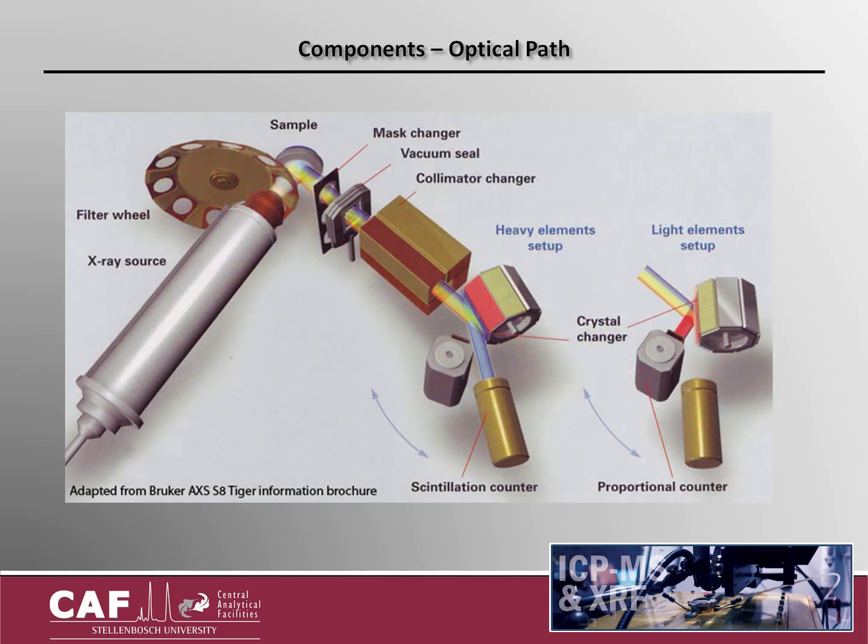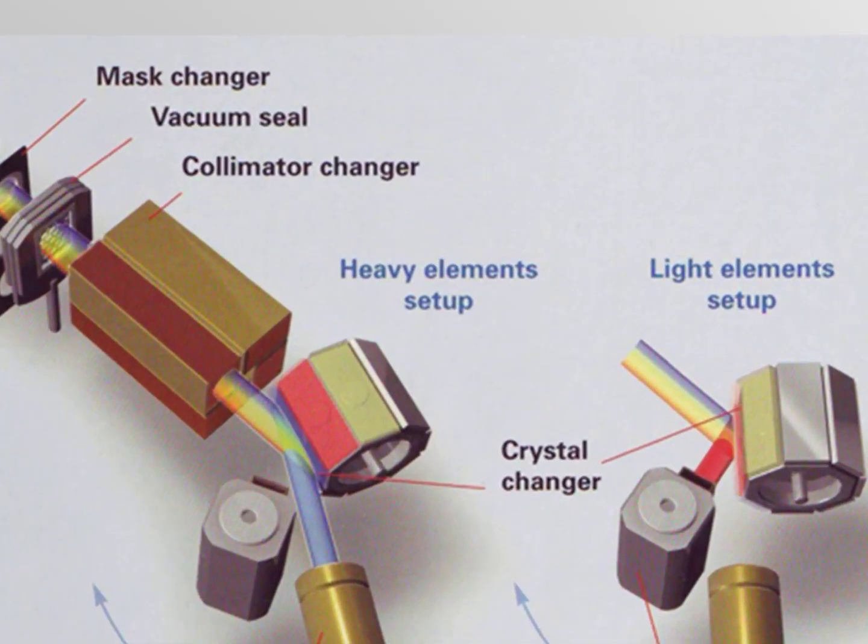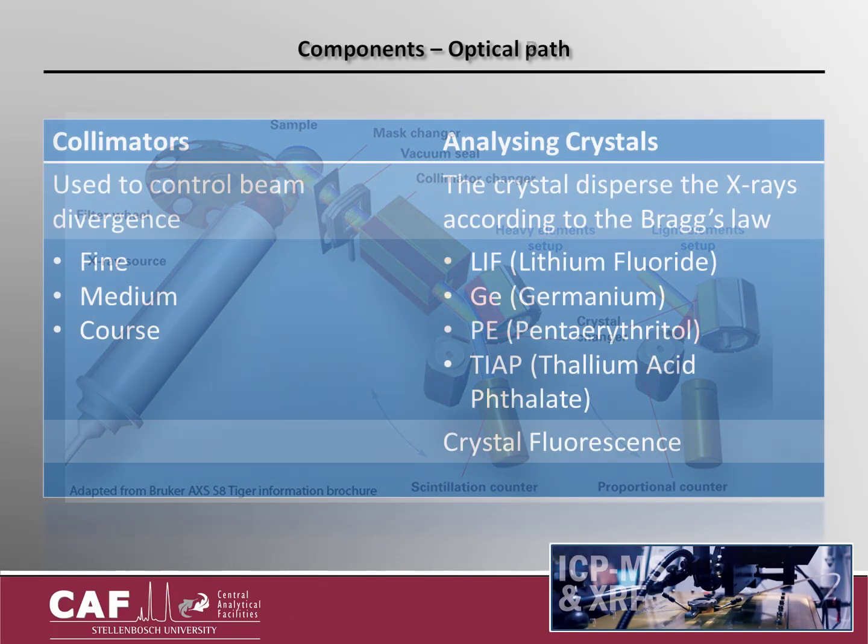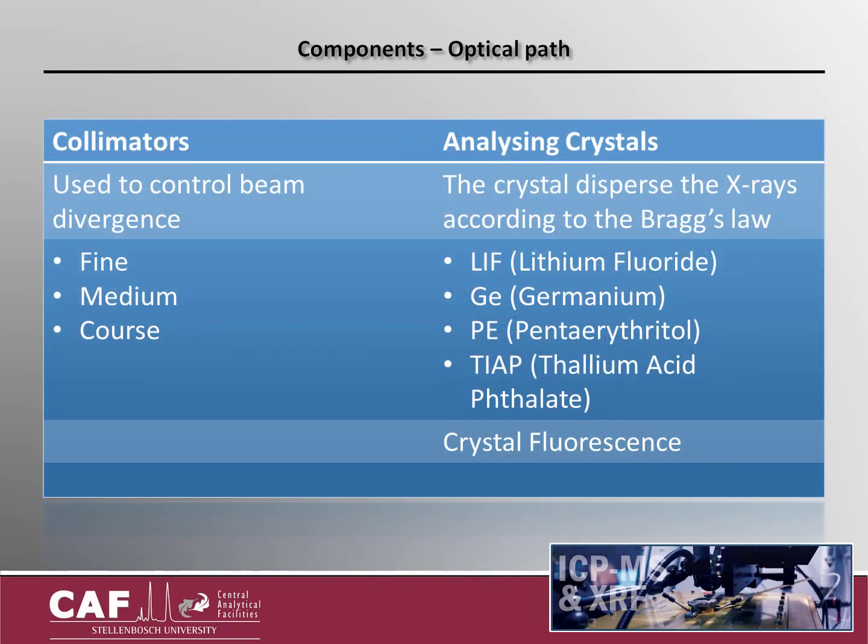Next, we follow the X-rays emitted from the sample down the optical path of the spectrometer. This includes the collimator and its mask, as well as the analyzing crystals. The collimators and the collimator mask are used to allow only radiation received from the sample to pass through the collimators, diverting the radiation to pass through the collimator slits in straight parallel beams. The spectrometer can be fitted with a fine, medium, and/or coarse collimator.